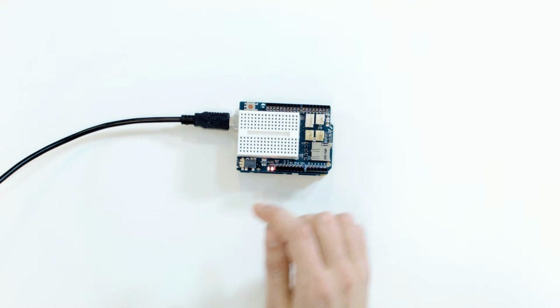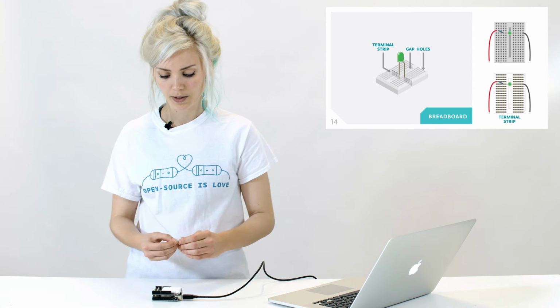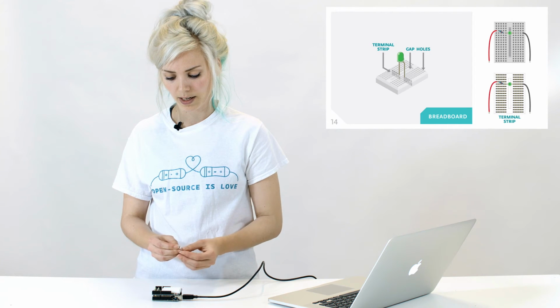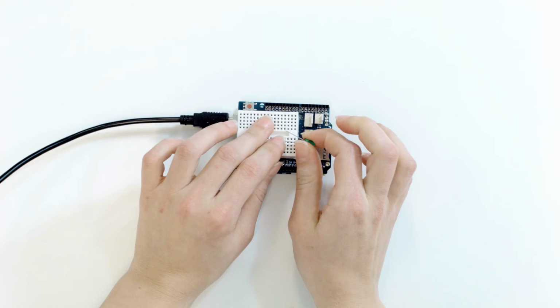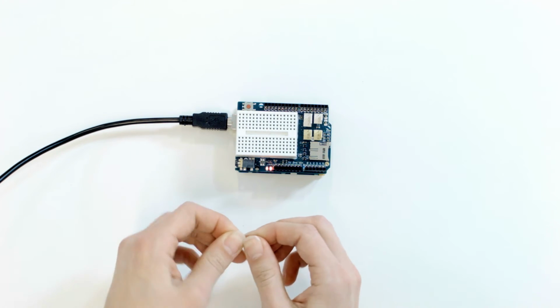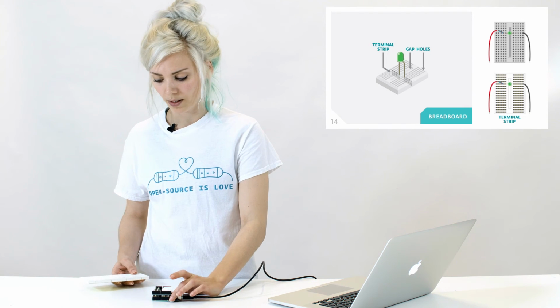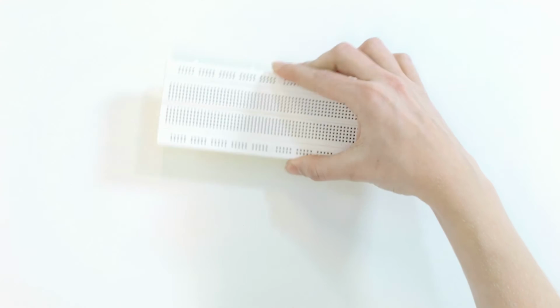So this is very useful to place your components, because then you can assure that the legs are not going to be connected into the same stripe. There are different types of breadboards. This is a mini breadboard that we're using here, but there are also these big ones.